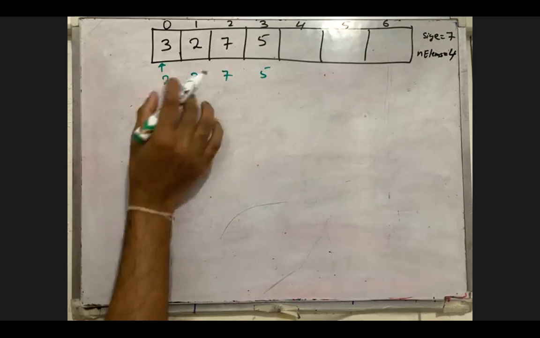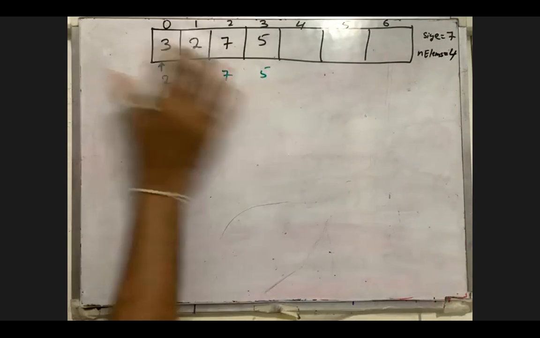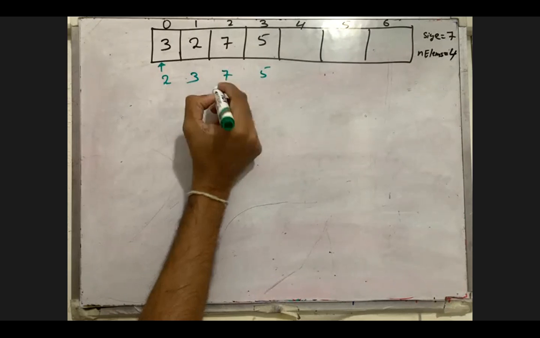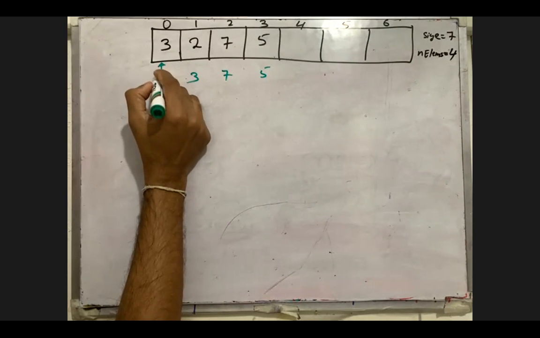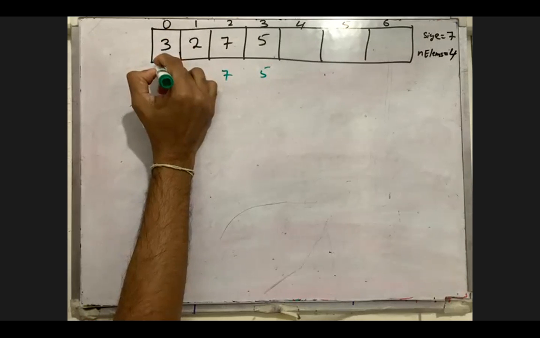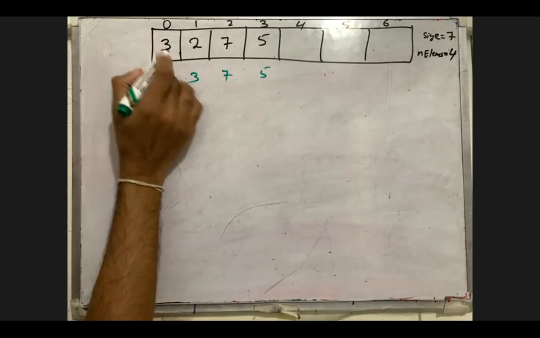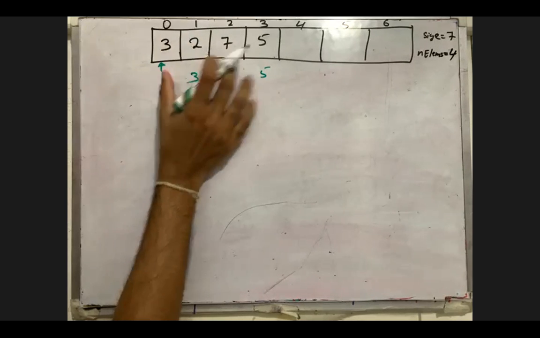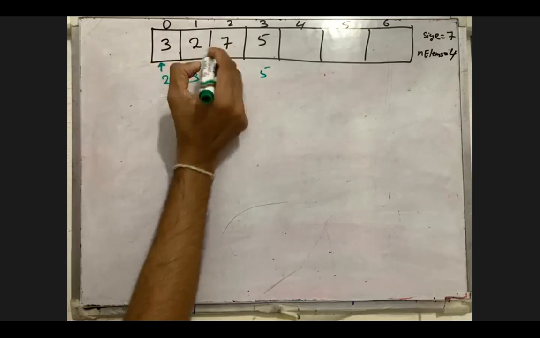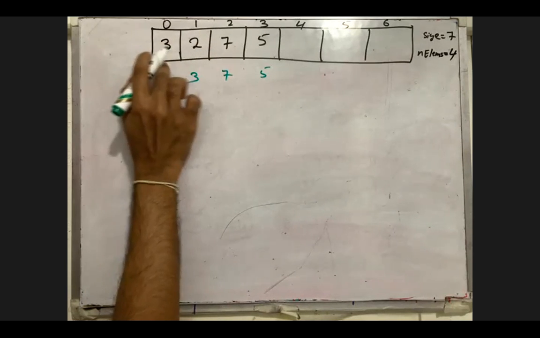Okay. Now, you check the 2 and 3. So here you come to this location and check it with the next location. After that, these two do not swap because it is already in order. After that, this one comes to the next location.